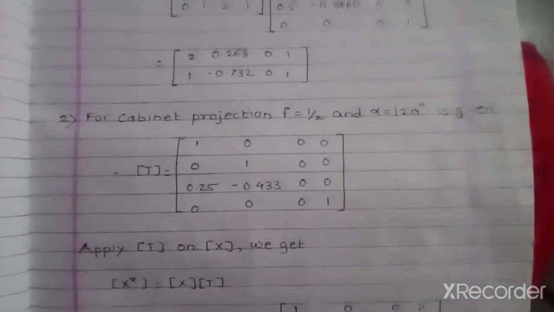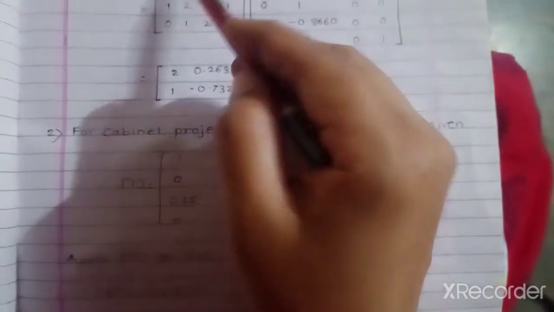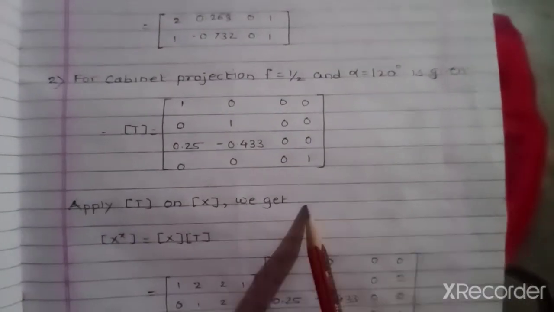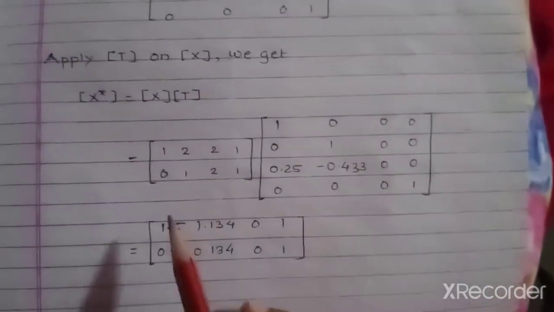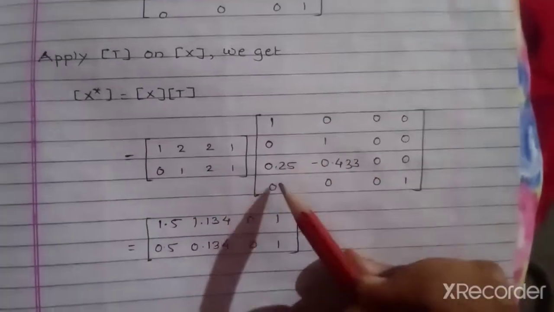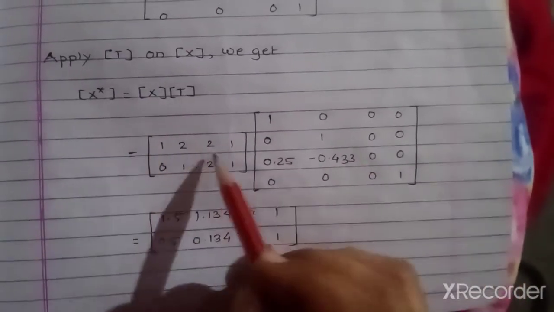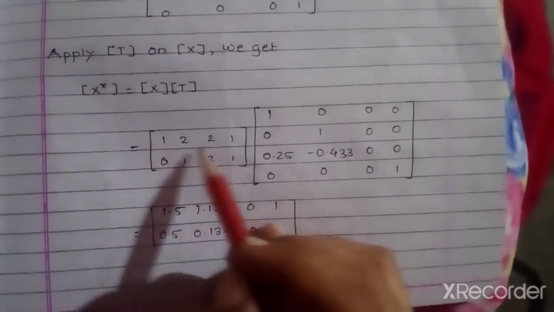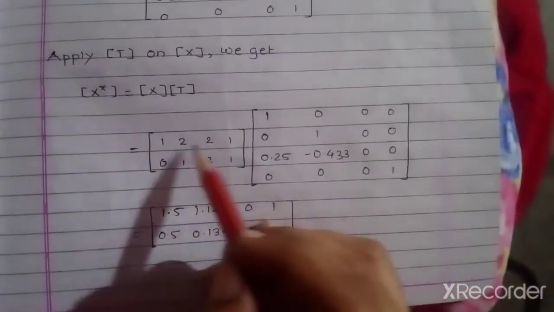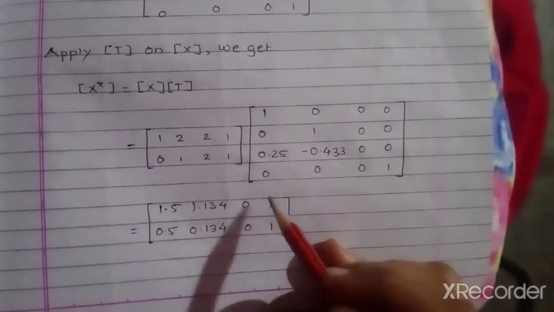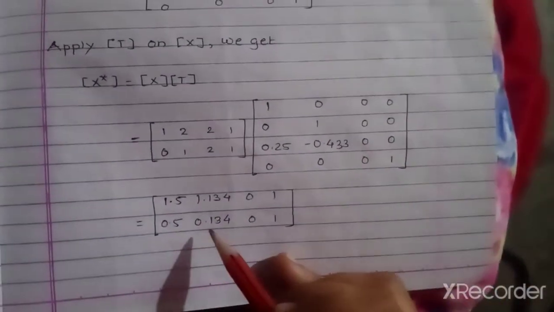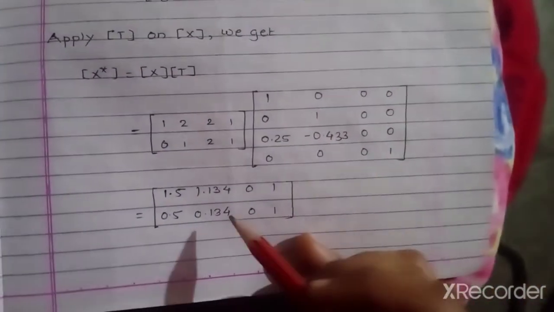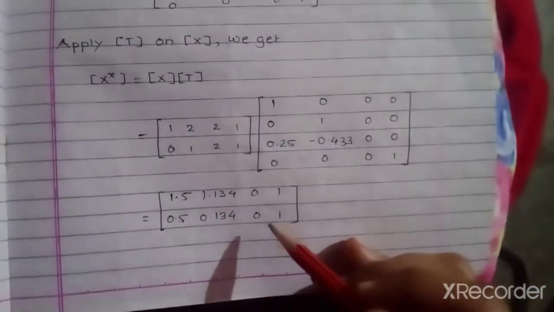Next, we follow the same procedure that we did above. Apply T on X, we get X star, which is equal to X into T. We write down our object X and T. Again do the matrix multiplication: first row first column this entry, first row second column this entry, first row third column this entry, first row last column this entry. Again the second row first column, second row second column, second row third column, and second row last column.